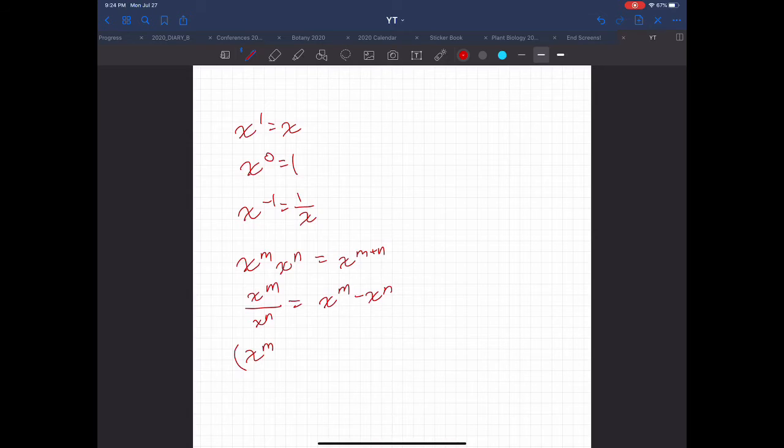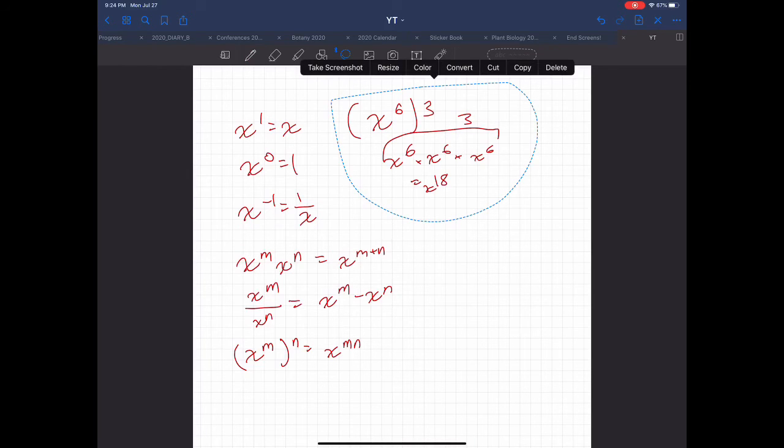Next would be x to the m to the nth power would be x to the m times n. Because, well, if you got x to the 6th cubed, there would be 3 x to the 6th multiplied together. And then due to our fourth exponent law, we have x to the 18th. So hopefully that makes sense.